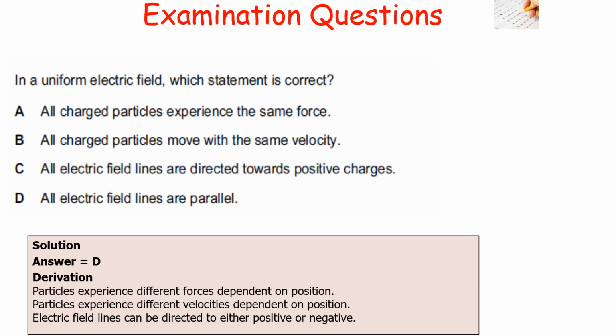And then finally, electrical fields can be directed to either the positive or the negative. So therefore our answer is going to be D, because we know that in a uniform field the field lines must be an equal distance apart, because we've got a uniform field strength, and field strength is given by a measure of how far apart the field lines are. So our answer is D.